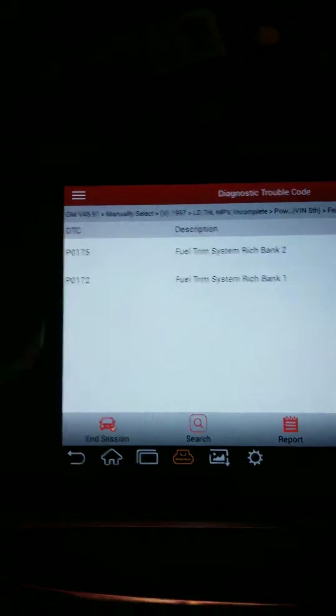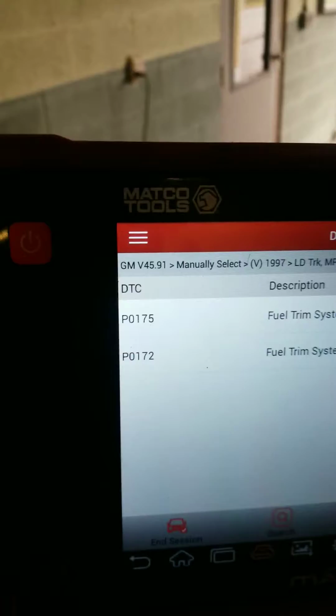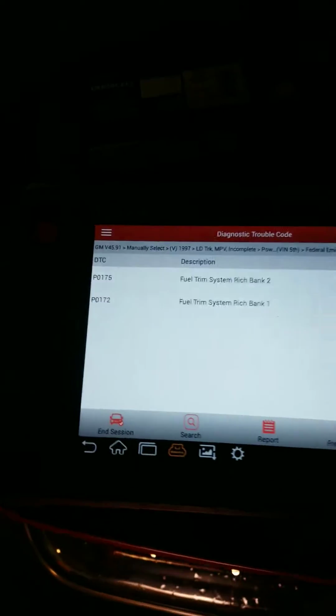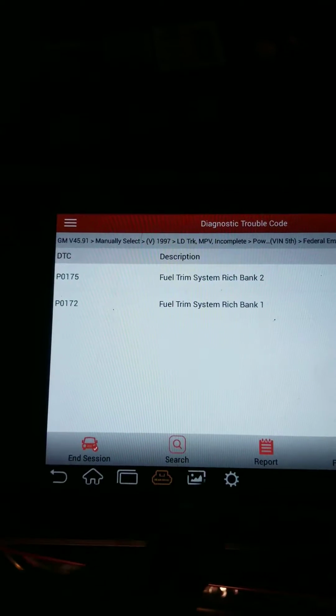Now, when you do have any type of check engine light, it doesn't matter what it's on for, you're not supposed to clear that code out, because anytime your check engine light comes on, it saves data called freeze frame data. I'll show you right here. I got a Maximus scan tool, which is a pretty nice scan tool from Matco Tools. Can't see it. But this vehicle has fuel trim codes. It's running rich on bank 1 and bank 2.